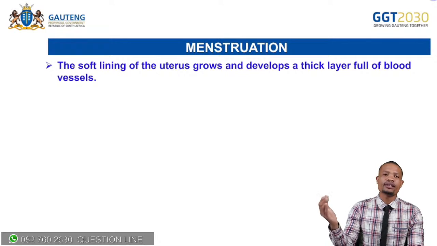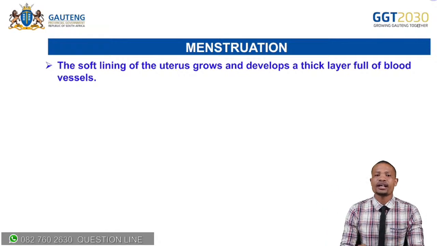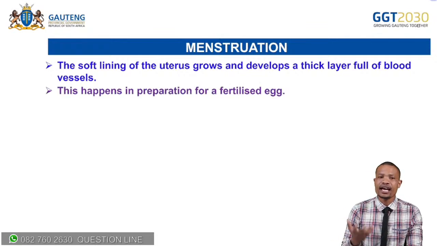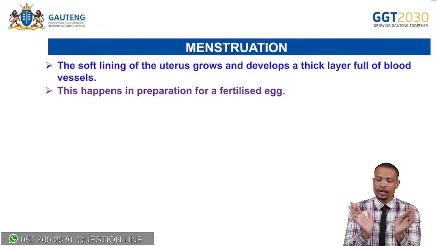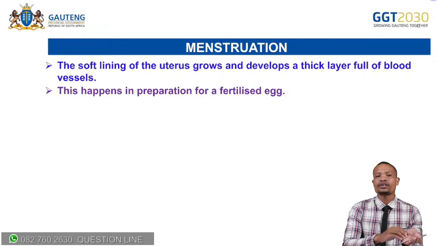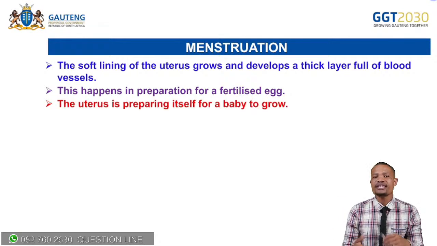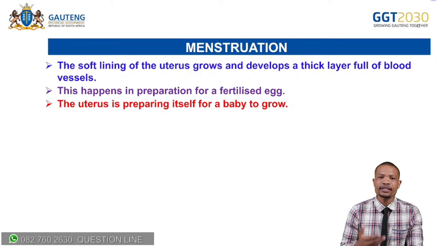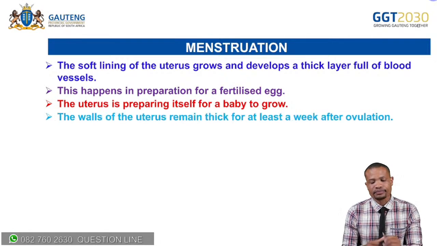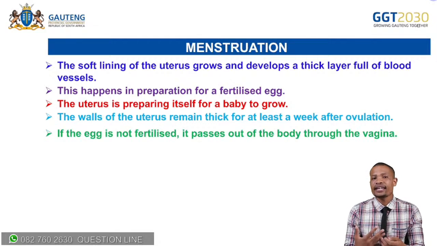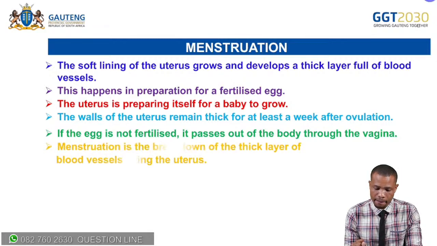And this is when the walls are tearing out and they come out in the form of blood. This happens in preparation for a fertilized egg. So the uterus normally grows this thick layer of blood in order to provide a shelter for a fertilized egg. So the uterus is preparing itself for a baby to grow. That's why it does this. The walls of the uterus will remain thick for at least a week after ovulation. And if the egg is not fertilized, it will pass out of the body through the vagina.